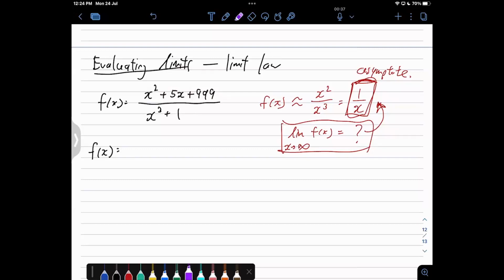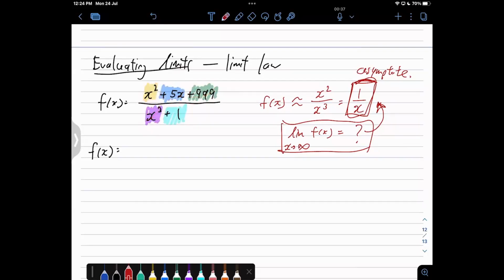What do you mean by x cubed? It's the highest power term. How many terms are there here? There's a term x squared, another term plus 5x, another term plus 999, there's a term x cubed, and there's a term plus 1. Which is the highest power? X cubed. 1, 2, 3, 4, 5 terms. You want x cubed as the highest power term.